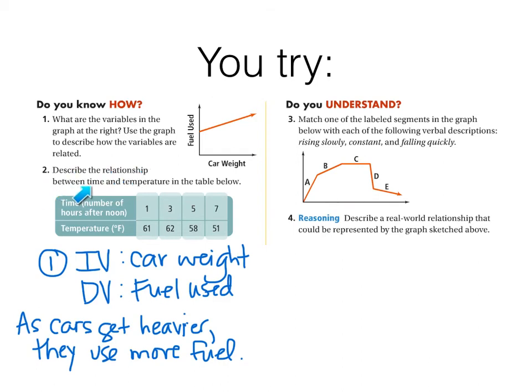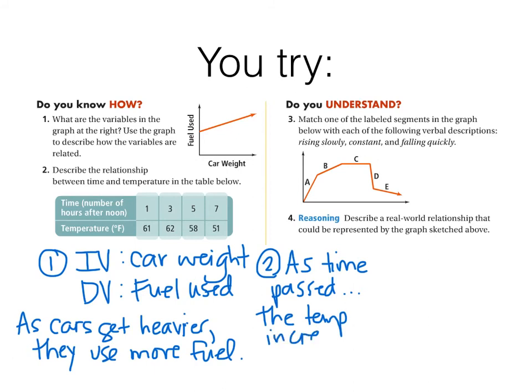Describe the relationship between time and temperature in the table below. Time in hours, so the hours go up by 2, 4, 6. So it's every 2 hours, afternoon, the temperature in degrees Fahrenheit. So over the course of the day, okay, as time passed, what happened? Well, the temperature went up, the temp increased, then decreased. And that should make sense.